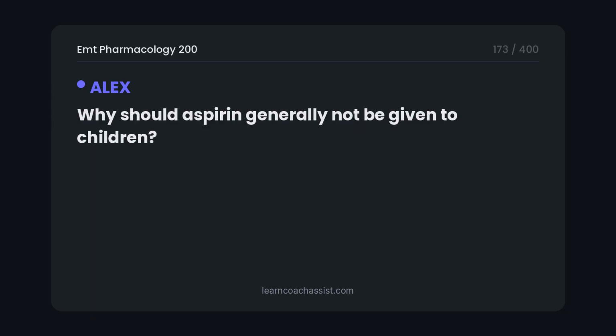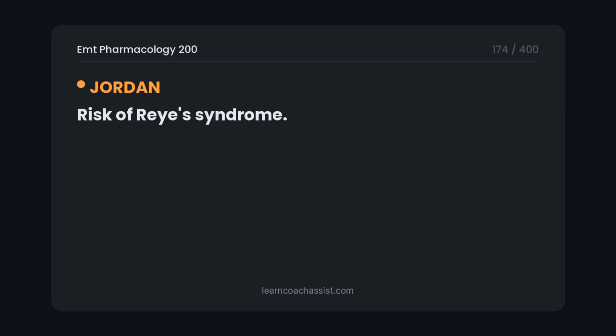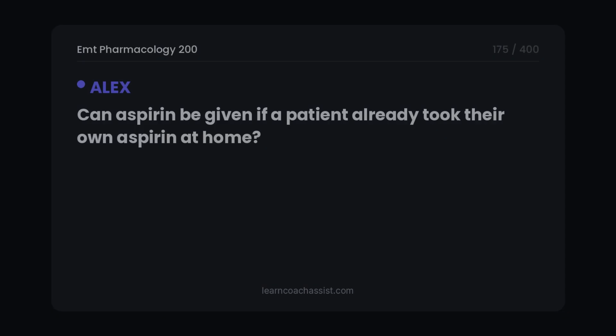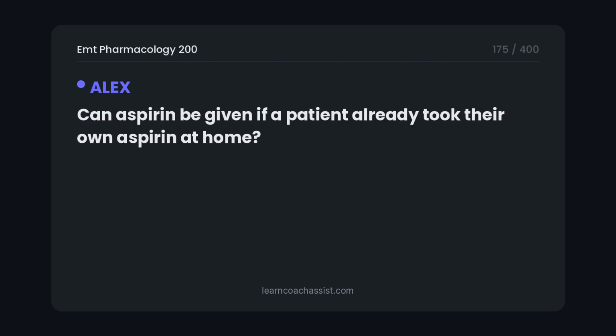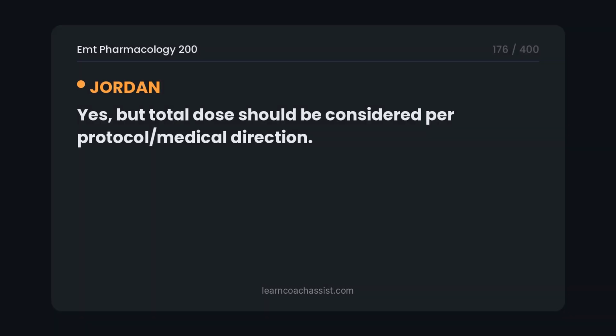Why should aspirin generally not be given to children? Risk of Reye's syndrome. Can aspirin be given if a patient already took their own aspirin at home? Yes, but total dose should be considered per protocol/medical direction.